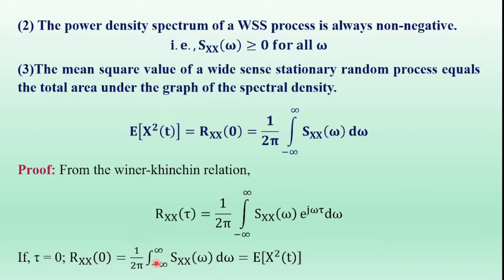But we know that Rxx of 0 is the mean square value of the random process, that is, expectation of x square of t. So Rxx of 0 is the expectation of x square of t, which is one of the properties of the autocorrelation function. From the property of the autocorrelation function, Rxx of 0 is equal to expectation of x square of t.